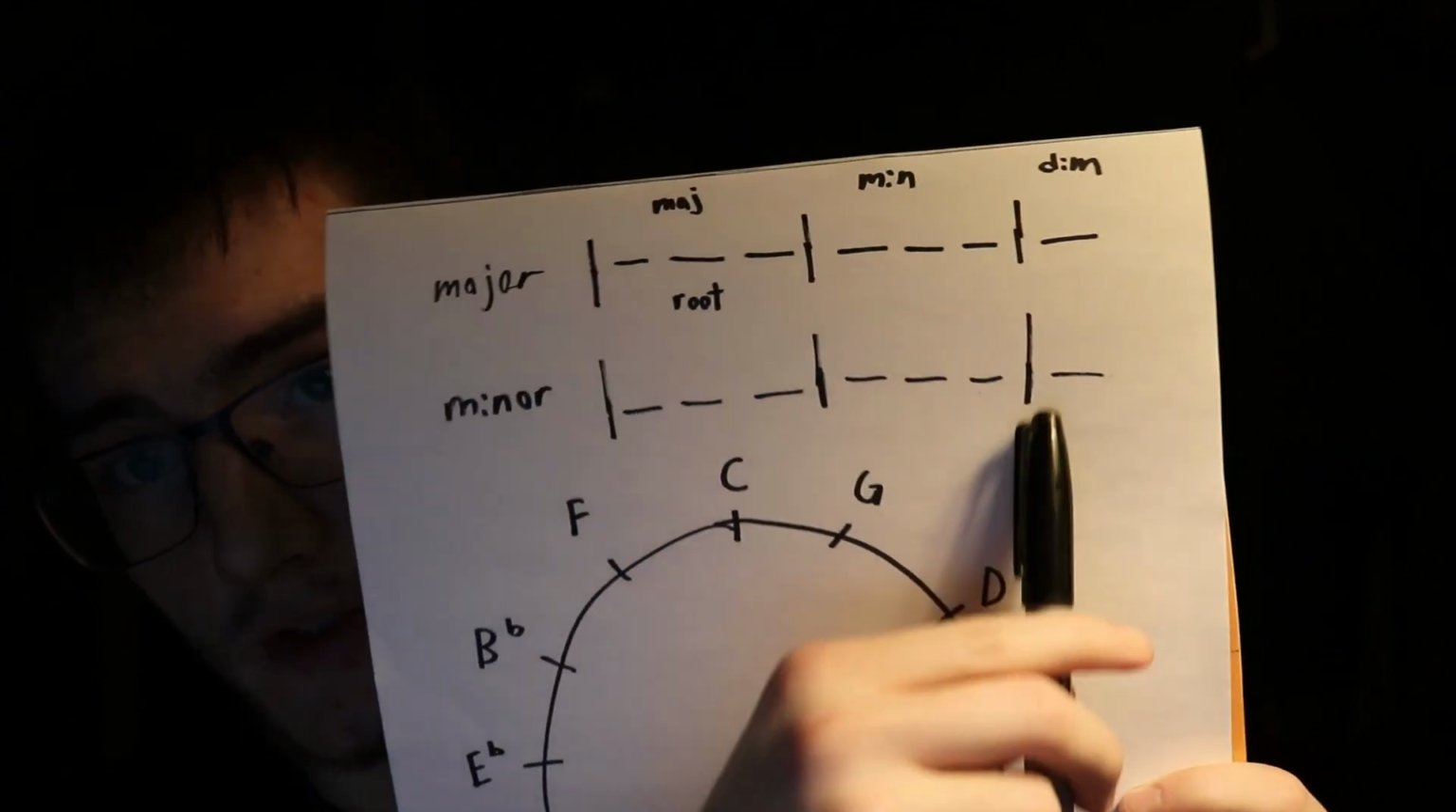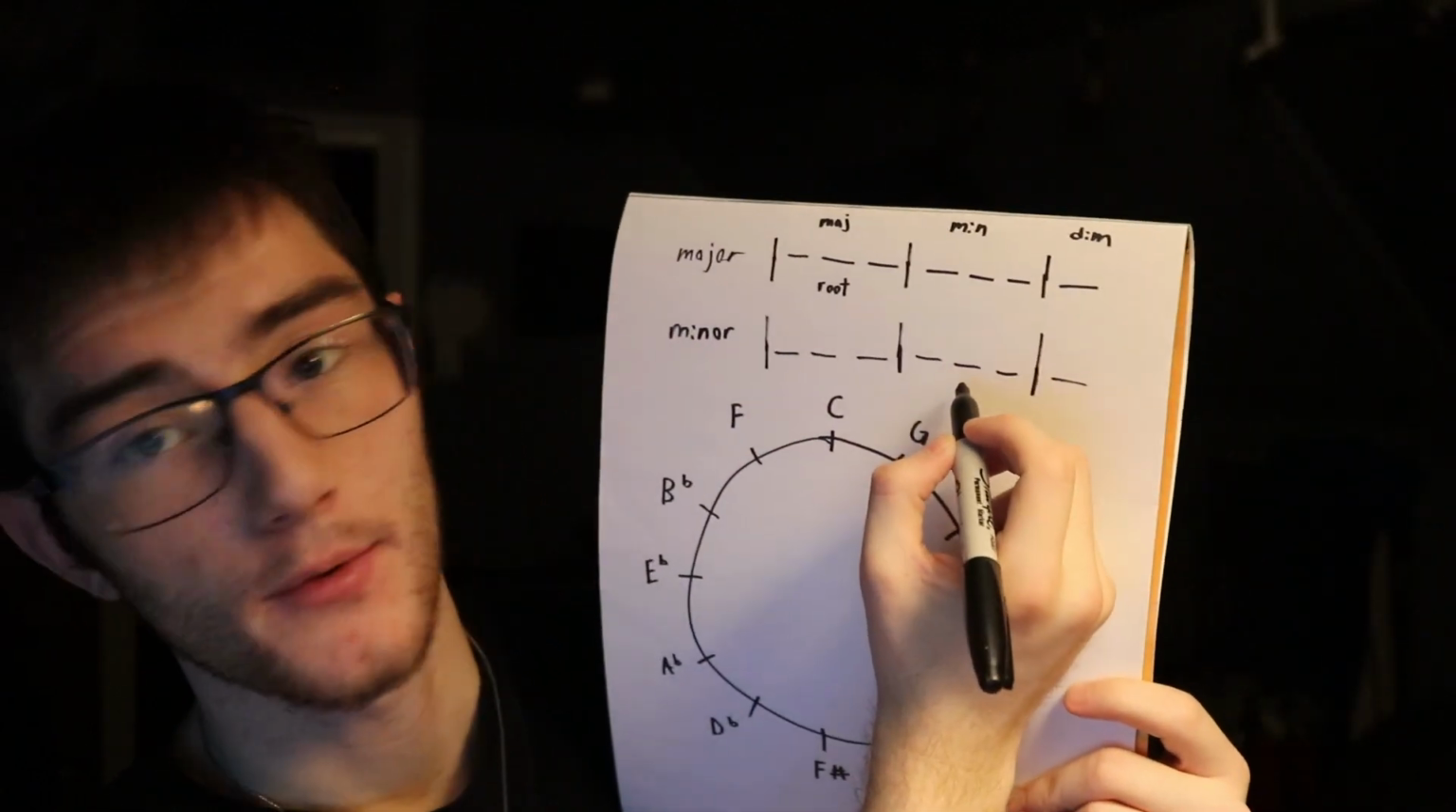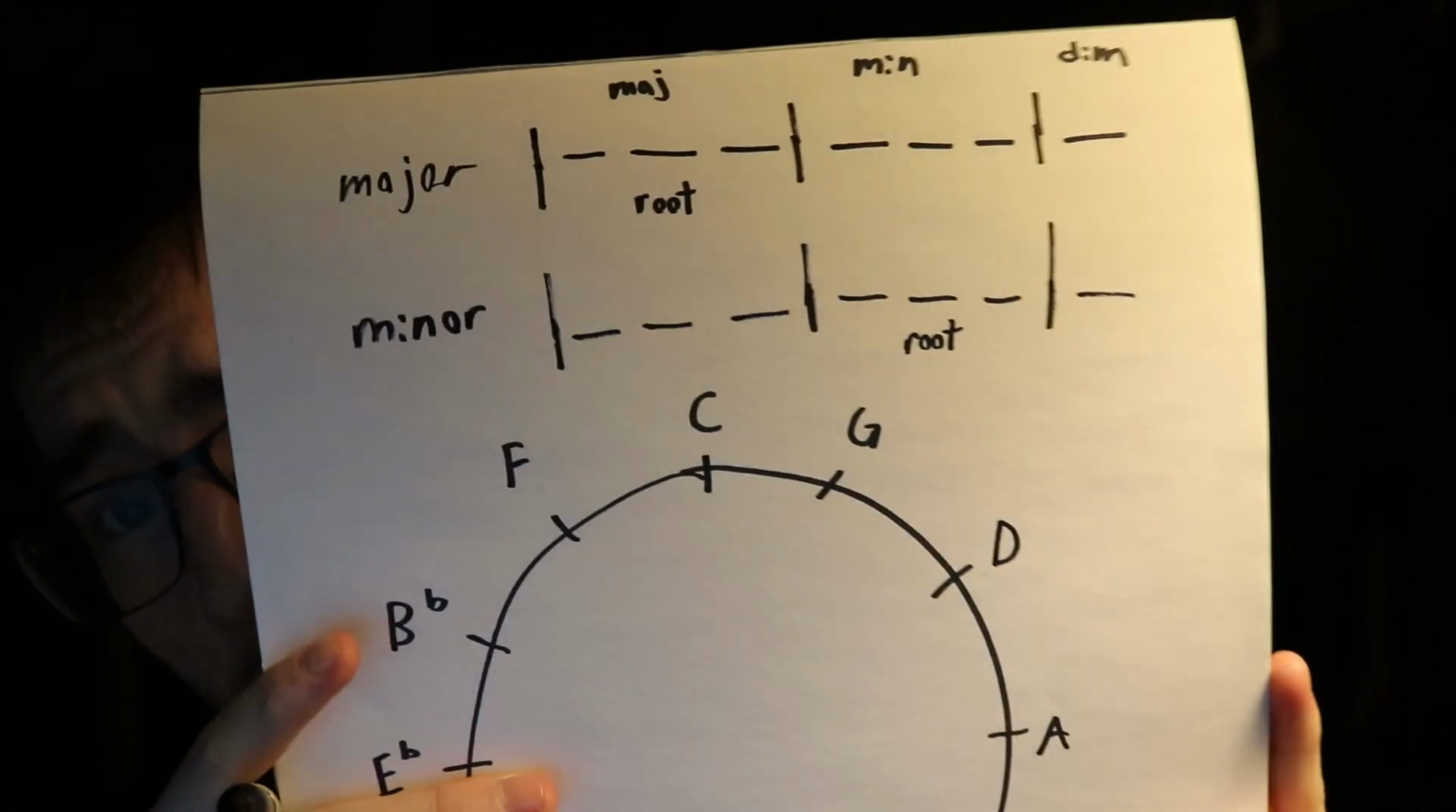All these are going to be minor chords, and this is going to be the diminished. Except with the root chord, or note, for minor, it is going to be in the middle of the 3 minor chords. So we're going to put root under that one. So now you have root under that one.